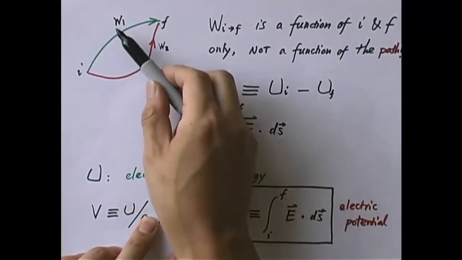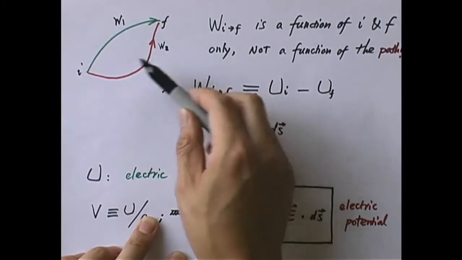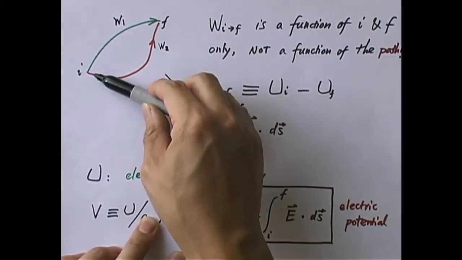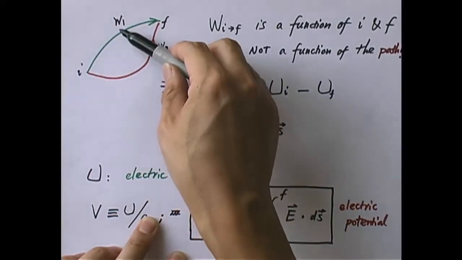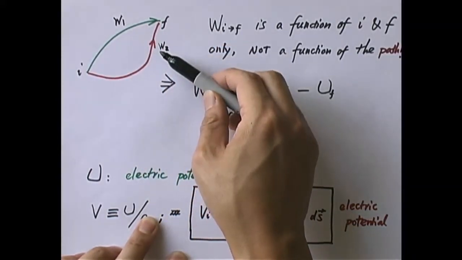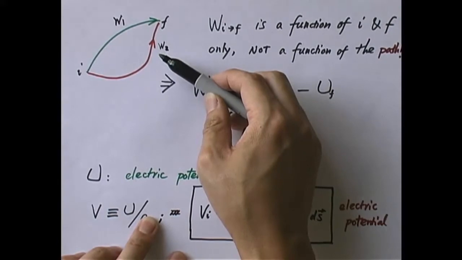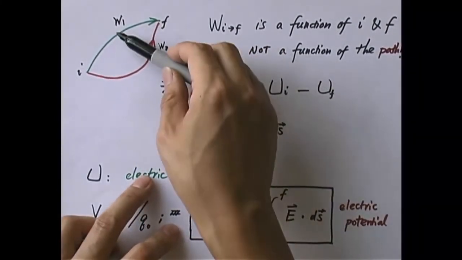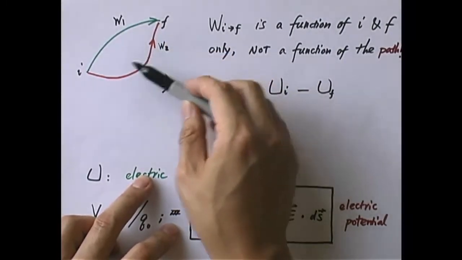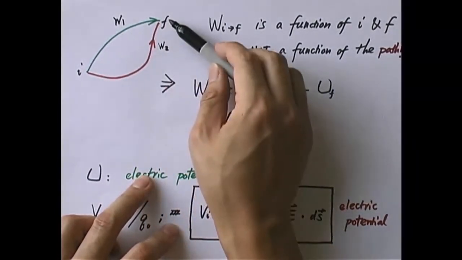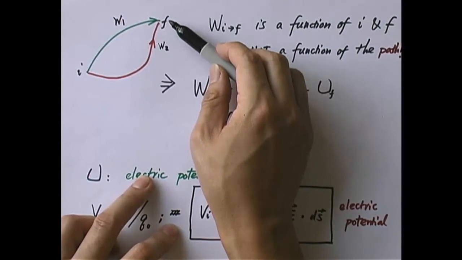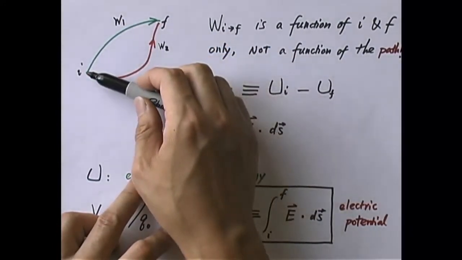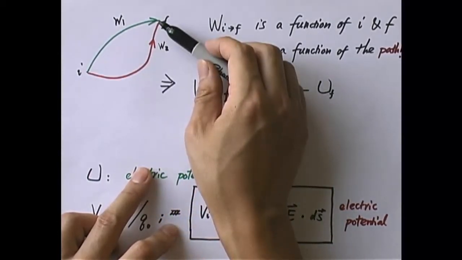It is clear that W1 equals W2 because you go from here to there, the work done is W1, and you go backwards, the work done is negative W2, right? But W1 plus negative W2 equals 0 because the force is conservative. That means W1 equals W2. Now remember, these are 2 arbitrary paths joining the initial point and the final point. And the work done on any charge, whether you move along path 1 or path 2, is the same.